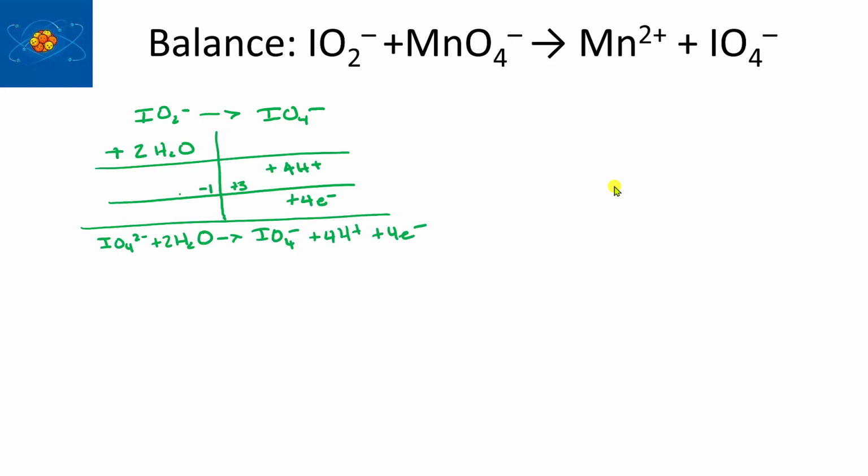That's what you should have gotten on the first half reaction. IO2- plus 2 H2O goes to IO4- plus 4 H+ plus 4 electrons. So the other half reaction is the one for permanganate, MnO4-, going to Mn2+.